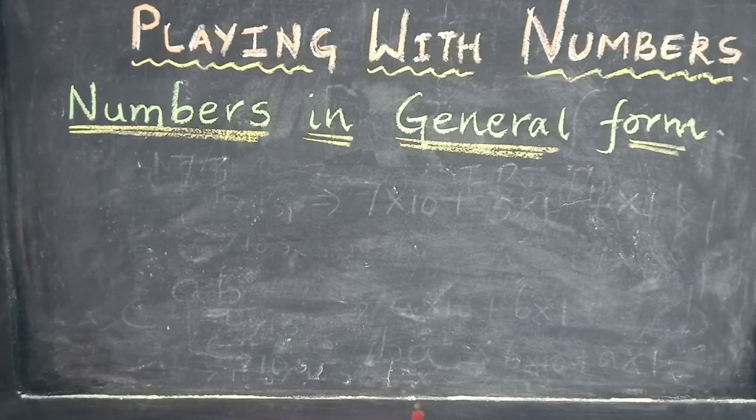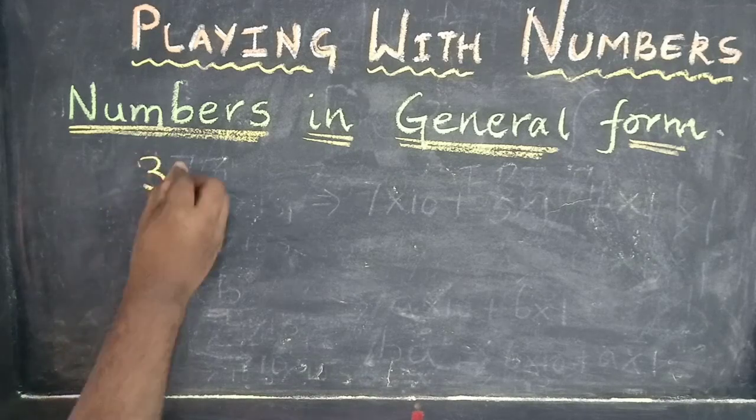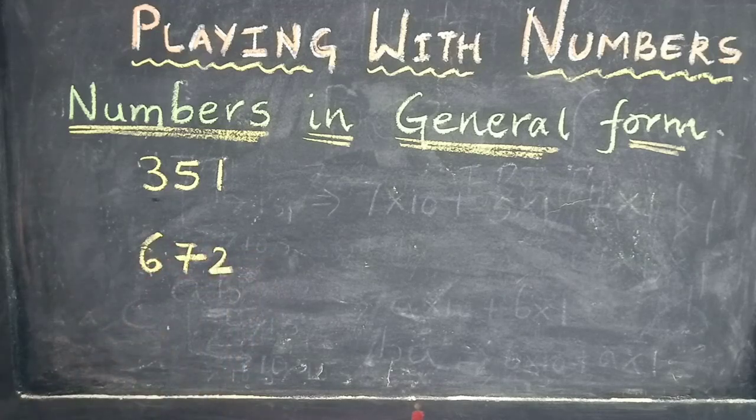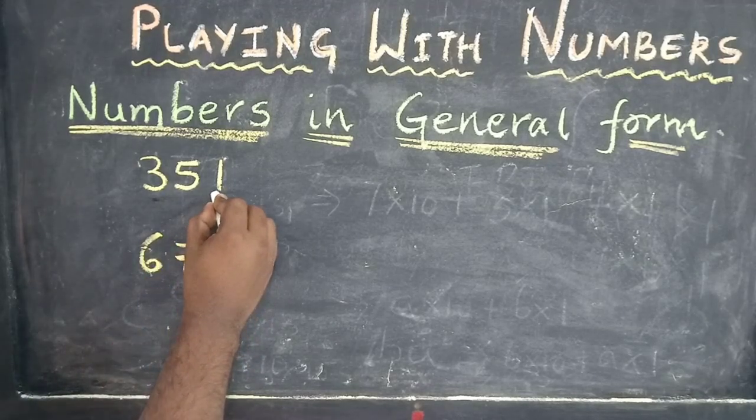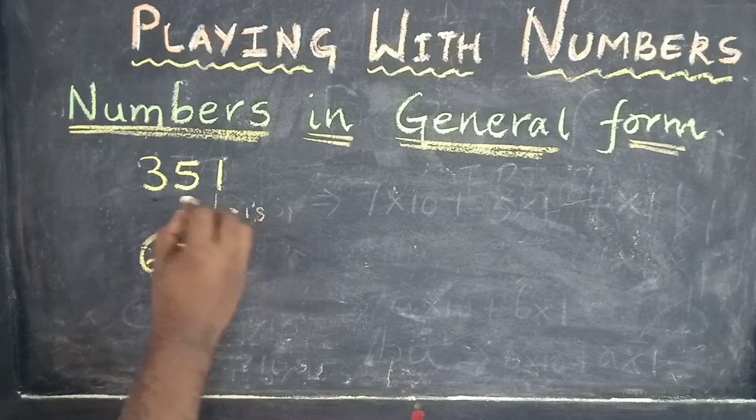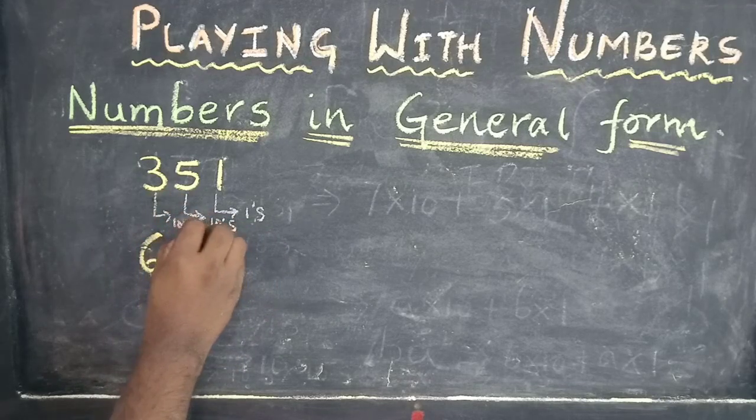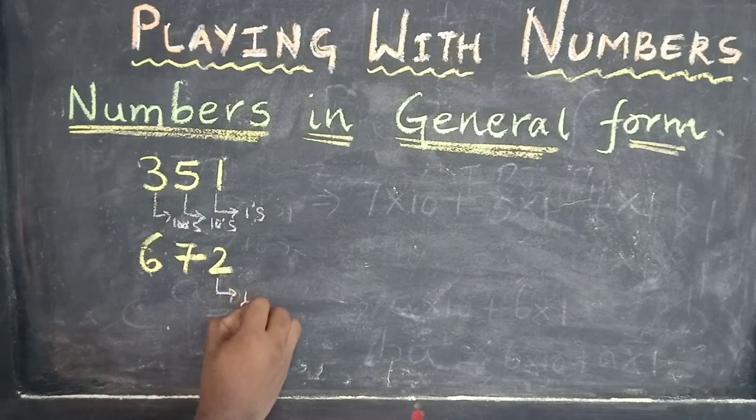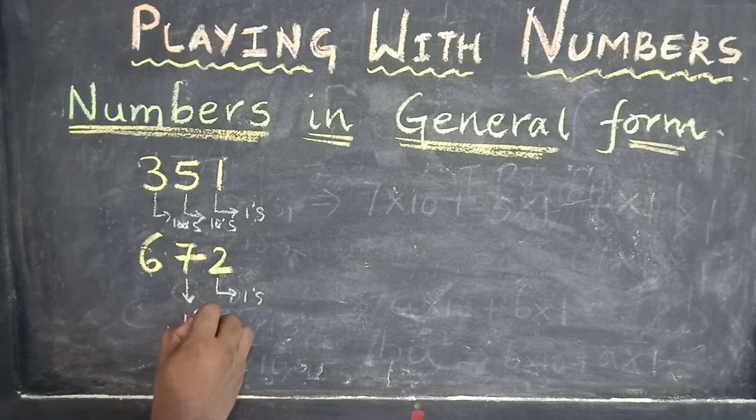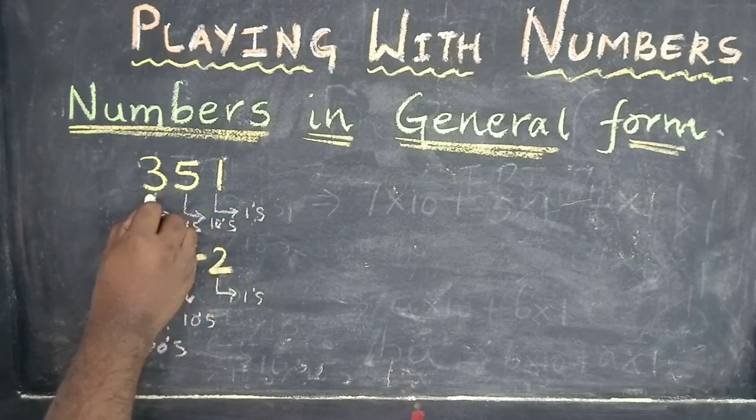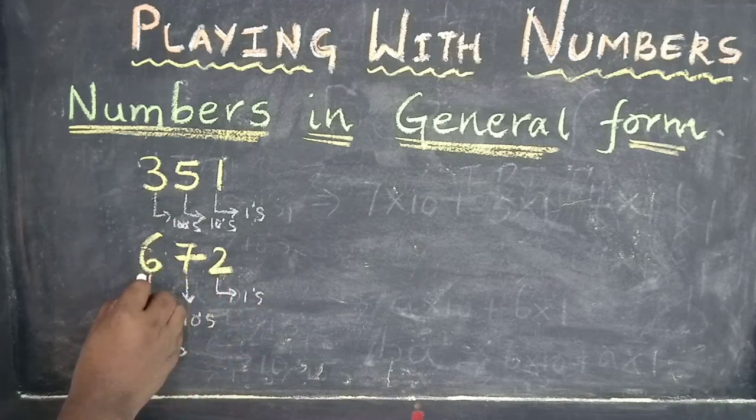Now students, we'll see how to express a 3-digit number in general form. Let me consider the examples 351 and 672. Here I can say that there is 1 one, 5 tens and 3 hundreds. In the same way, 2 ones, 7 tens and 6 hundreds. Units, tens, hundreds.